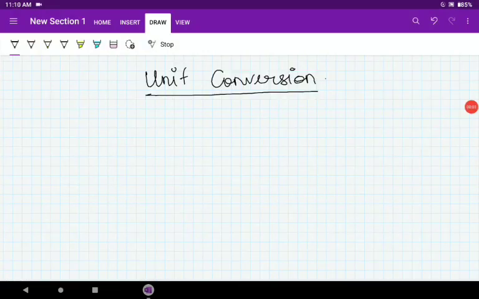So the next thing which we will be learning about is unit conversion. Now, why is unit conversion necessary? Unit conversion is necessary in order to solve problems in which the units are not constant among everything.